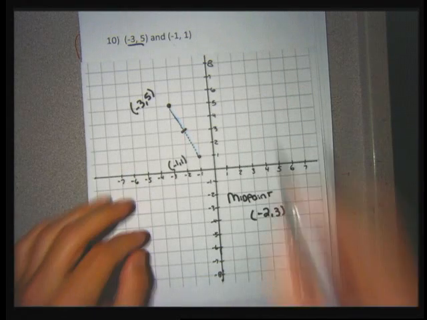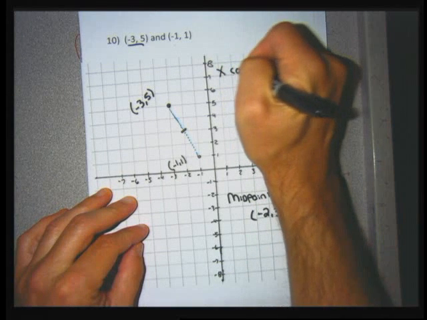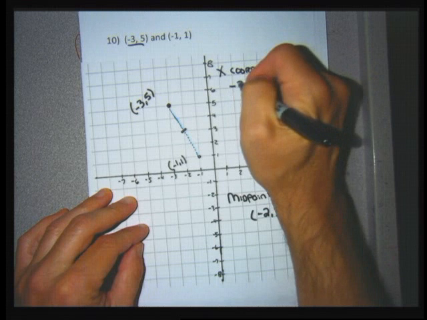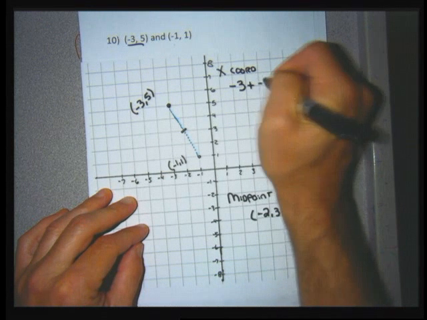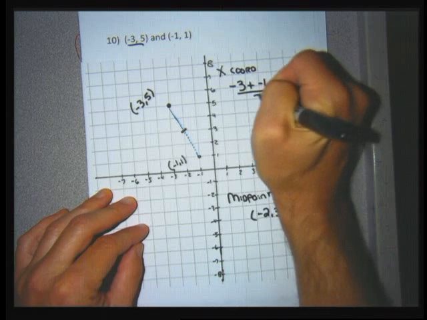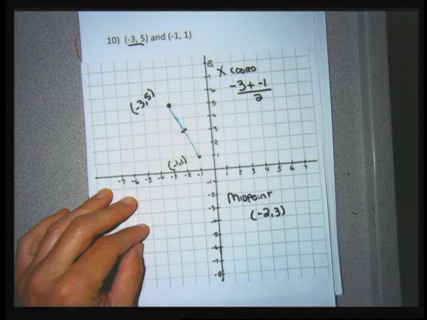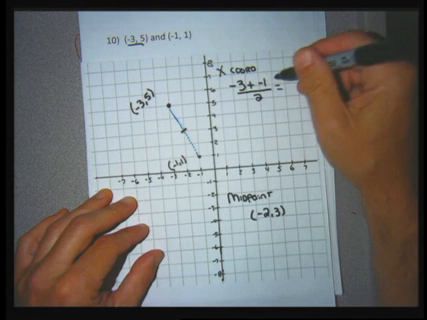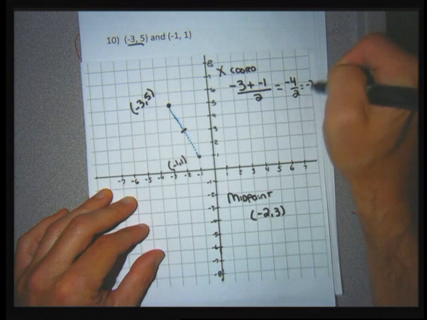How do I get it? Via algebra, first I do the x-coordinate. To find the x-coordinate of the midpoint, you take the x-coordinate of the first point plus the x-coordinate of the second point divided by 2. The x-coordinate of the first point is -3, the x-coordinate of the second point is -1. When I'm adding 2 negative numbers, they stay negative. So I get -4 over 2, and that'll give me -2.